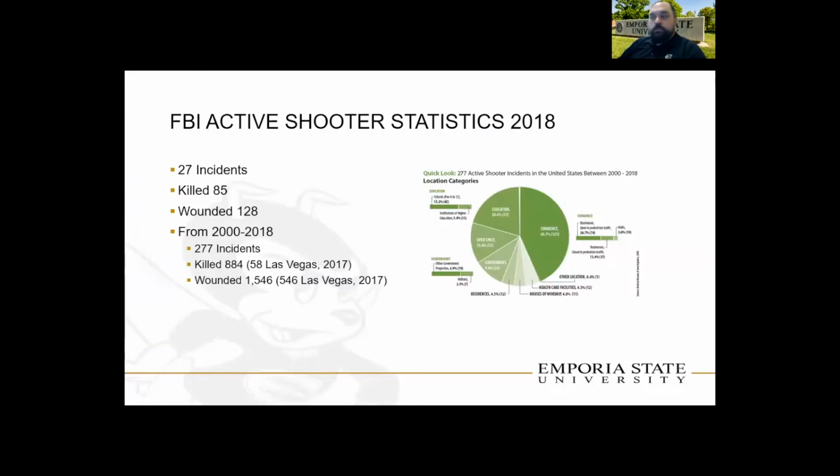FBI stats for 2018: there were 27 incidents, 85 people were killed, 128 were wounded. From the 2000 to 2018 timeframe, there were 277 incidents where 884 were killed and 1,546 were wounded. The graph to the right categorizes each of the shootings and the locations that they occurred, and we will come back to that in a later slide.